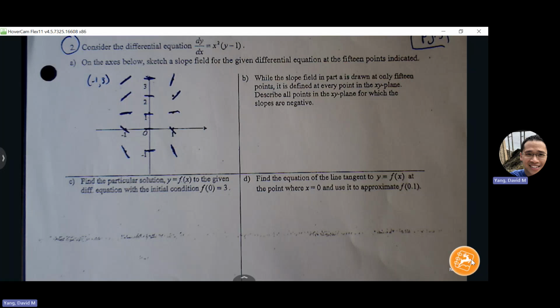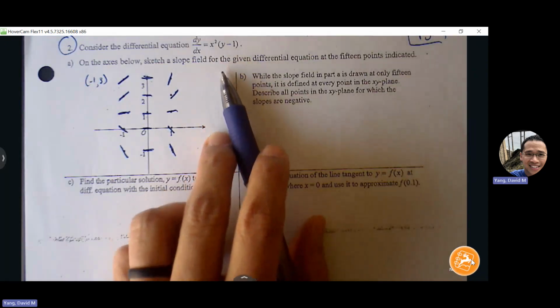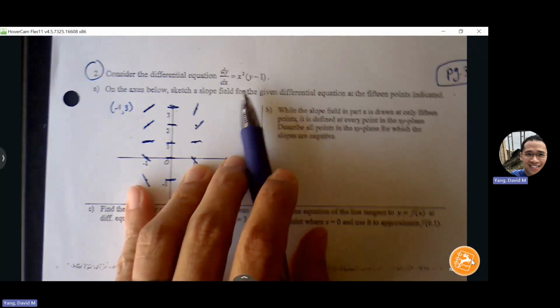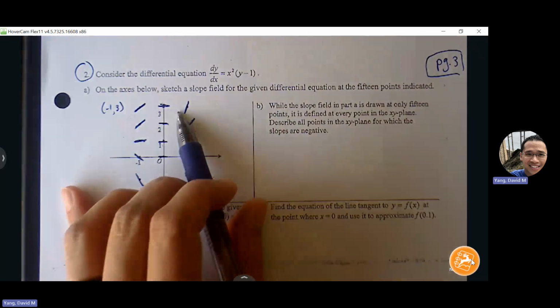Any questions on how we're getting these slope segments? Okay, next part. You plug it into the equation. Yeah, plug into the derivative equation. Whatever number you get back in return is a slope number, and you just translate that slope number into a slope segment.